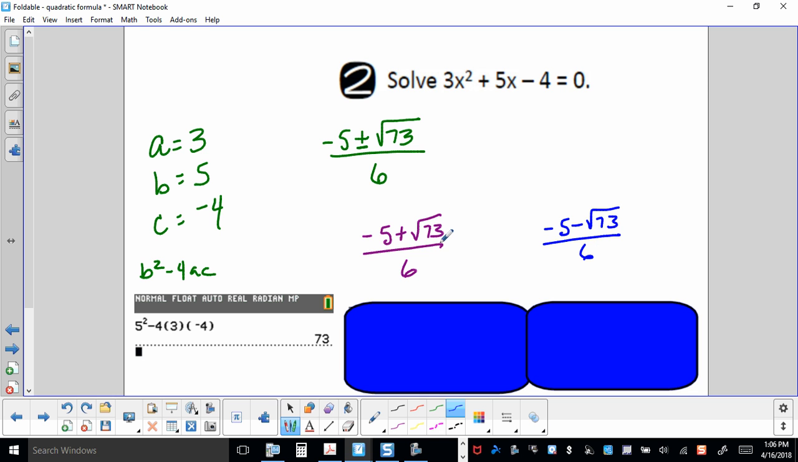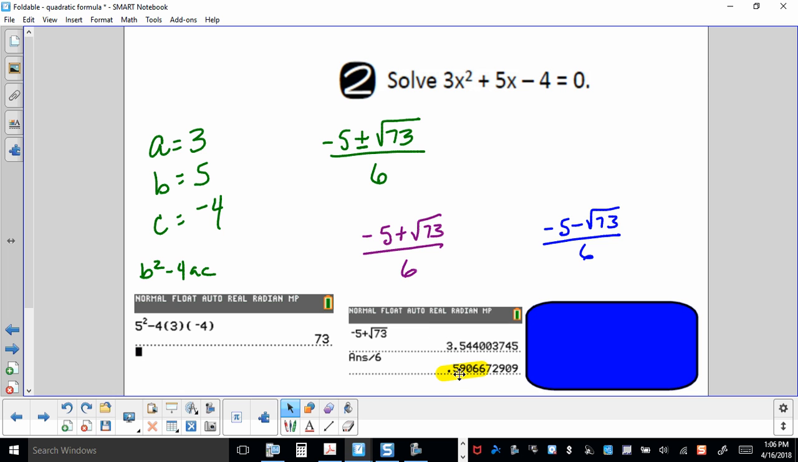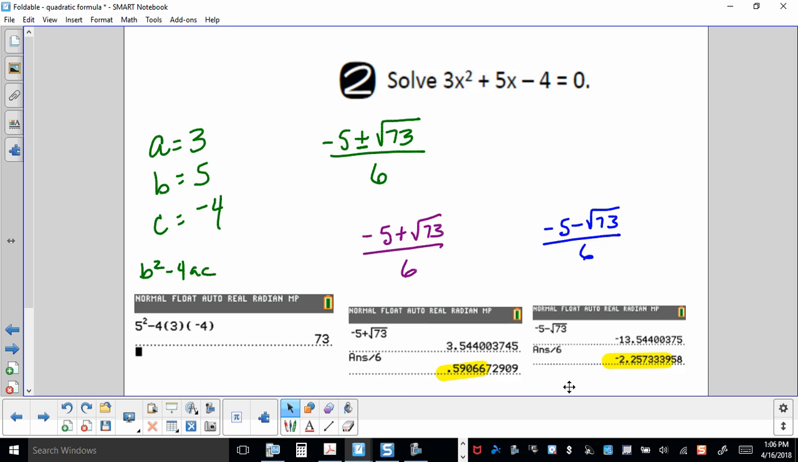So the square root of 73 is an irrational number, so let's get a decimal equivalent. We can't simplify this anymore. We could use this. This is exact, but to get the decimal equivalent, it would be 0.59. And for the second one, your answer would be negative 2.25.